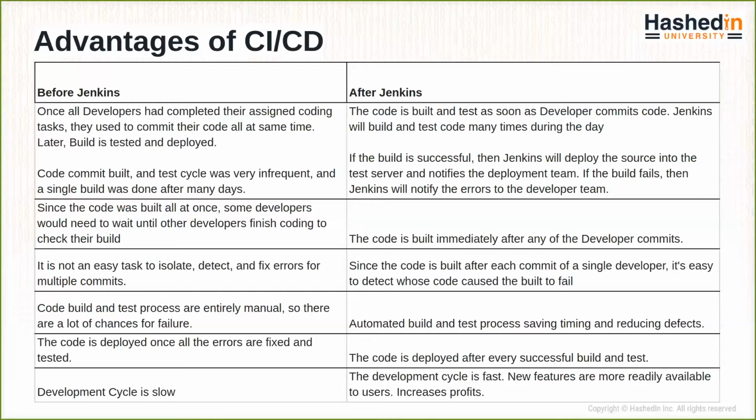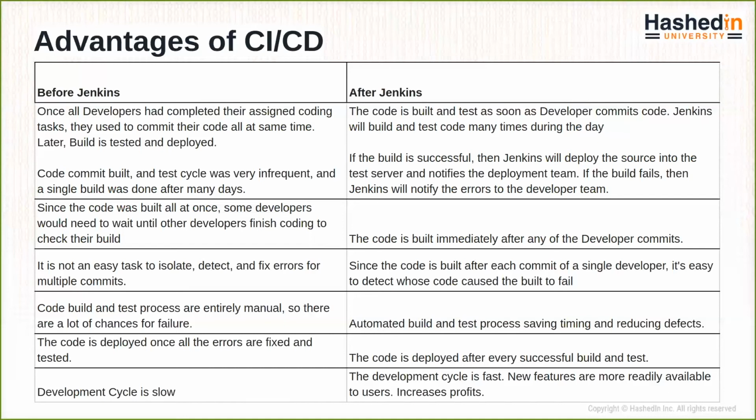Also, you can see here that it is very easy to isolate, detect and fix errors with Jenkins, and it is a very hard task when Jenkins is not there. The process of code build and test was entirely manual. Now we are using the Jenkins tool, so there is a lot of reduction in time. After that, we fix the errors and test, with everything automated. There is no human effort at all.